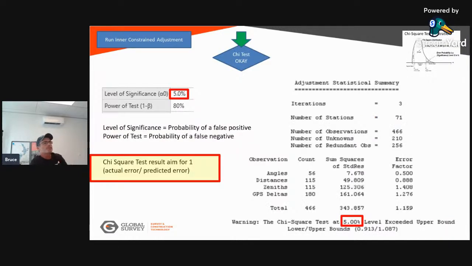What we're aiming for is for our chi-square test results to come out at 1. Essentially, this is actual error over predicted error. I've got an example here on the right of some observations. What I think is important to notice is the level of significance is 5%, and we'll show it down here as 5% as well. We have some bounds for that. I just wanted to point out that this 5% has nothing to do with the 95% confidence that we're going to report out. The level of significance is not related to that 95%.